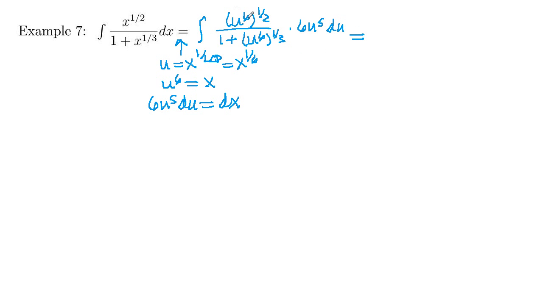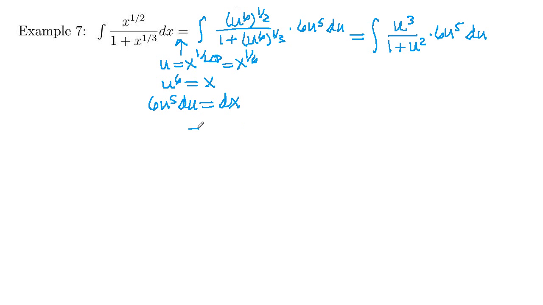So power to a power, you multiply. 1/2 of 6 is 3, so u cubed in the numerator. In the denominator, 1 plus power to a power again, multiply. 1/3 of 6 is 2, so u squared. And then we've got times 6u to the 5th du.